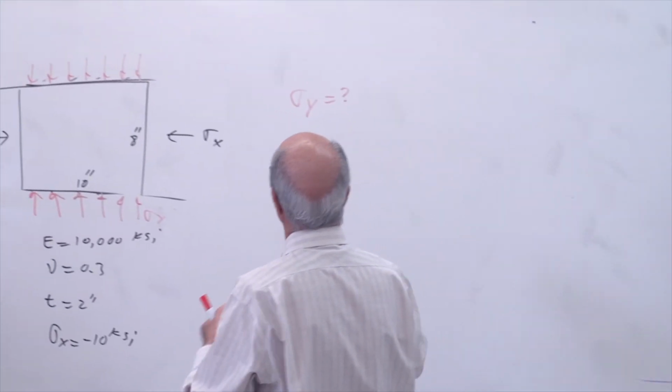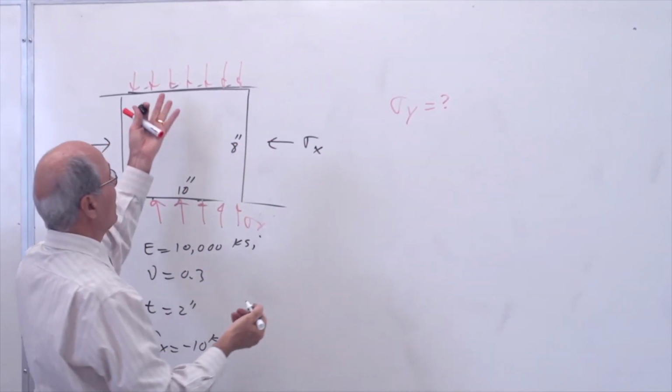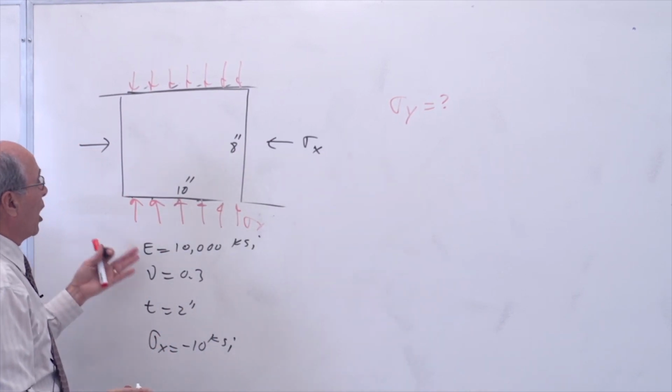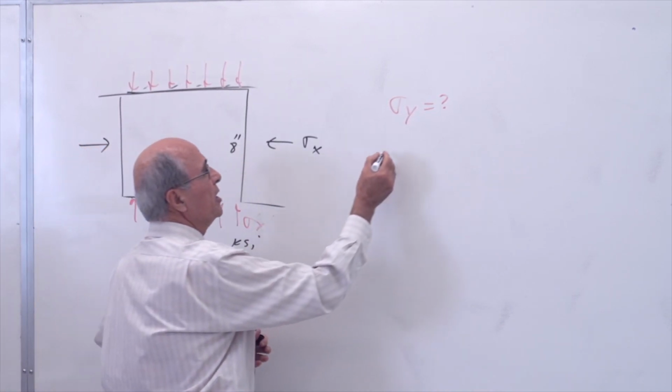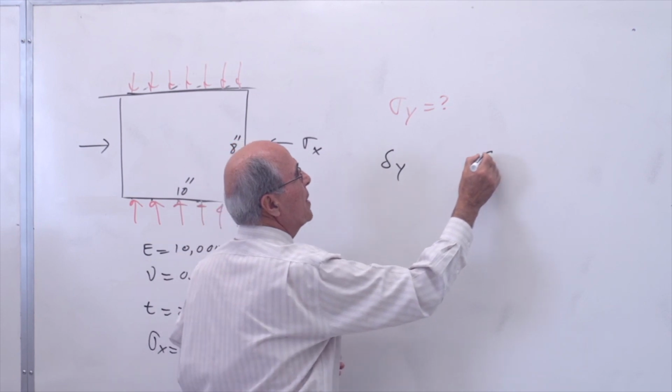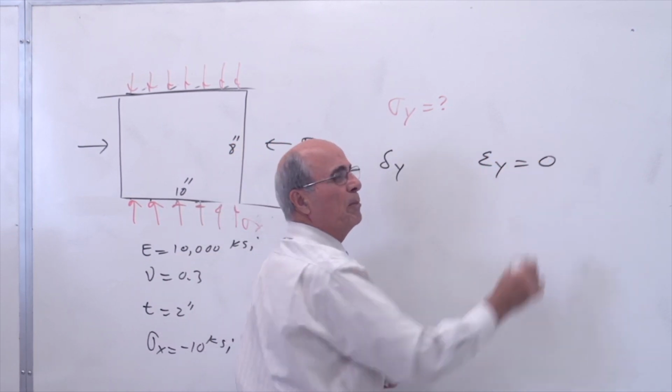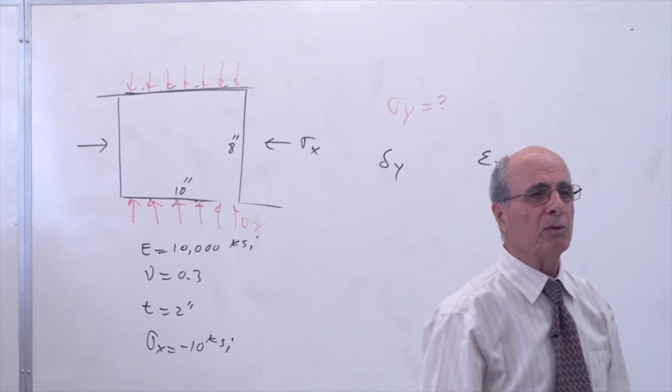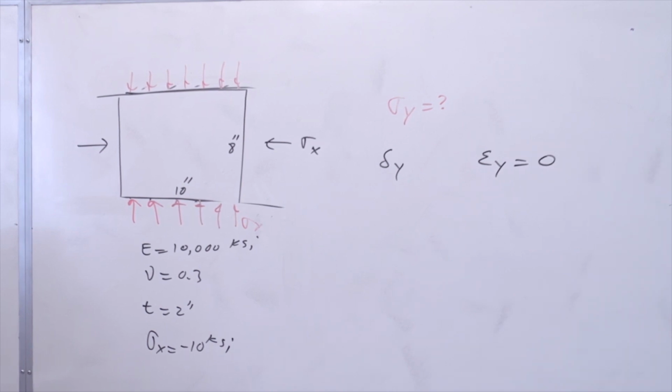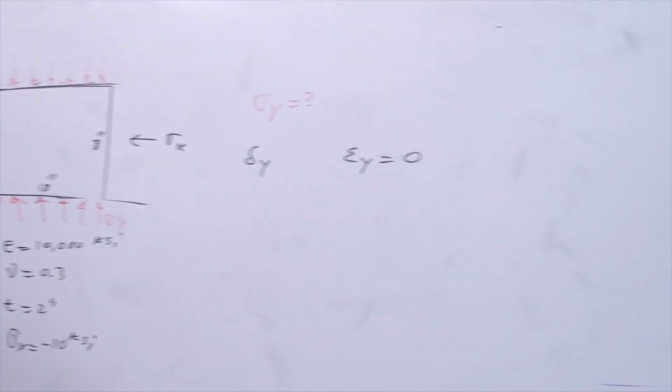So how do I calculate sigma y? I don't know what the value of sigma y is. However, I know that delta in the y direction, the same as epsilon in the y direction, must be equal to 0. There is no movement in the y direction. So why not use that as my formula?